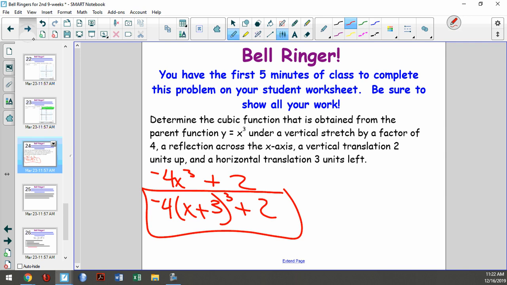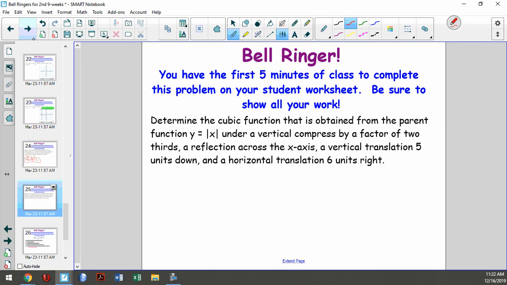Okay, same concept for the next one. What did you get? -2/3, absolute value, x - 6, close absolute value, -5. Very good.